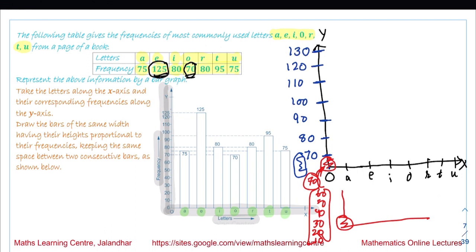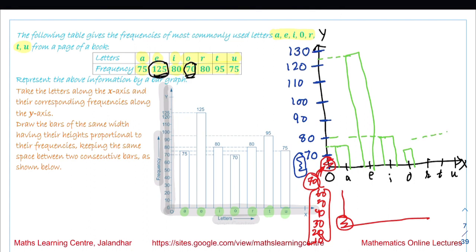So if we draw in this form, then for A we have 75, so we have to draw it like this. Then next E is 125. For E we will draw it like this, up to 125. This is up to 75. Next I is up to 80. Then next O is up to 70. Like this we can draw the other points over here.